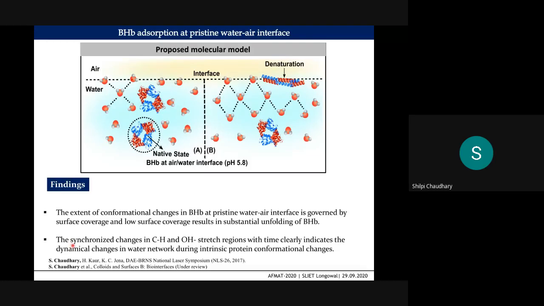So I would say that overall, the extent of conformational changes in bovine hemoglobin at the air-water interface is governed by the surface coverage, and low surface coverage results in substantial unfolding of the hemoglobin. The synchronized changes in CH and OH stretch regions with time clearly indicate the dynamical changes in the water network during the intrinsic protein conformational changes. So it's very interesting to notice how the conformational changes are very well synchronized both in terms of the water molecules and the protein molecules.